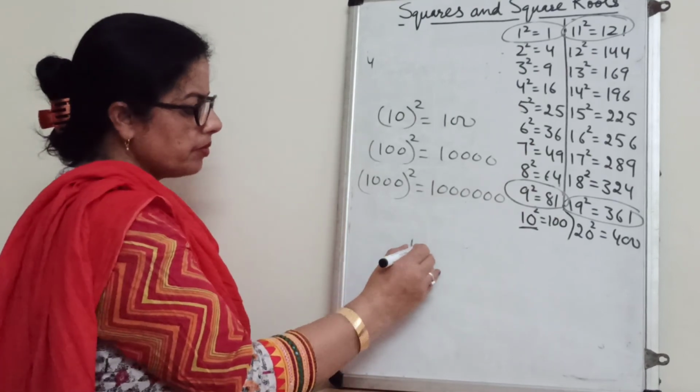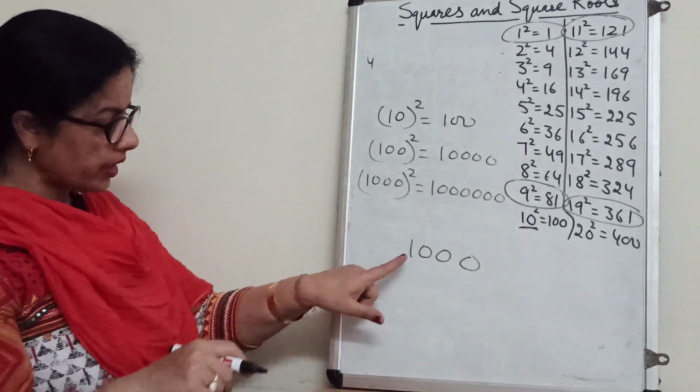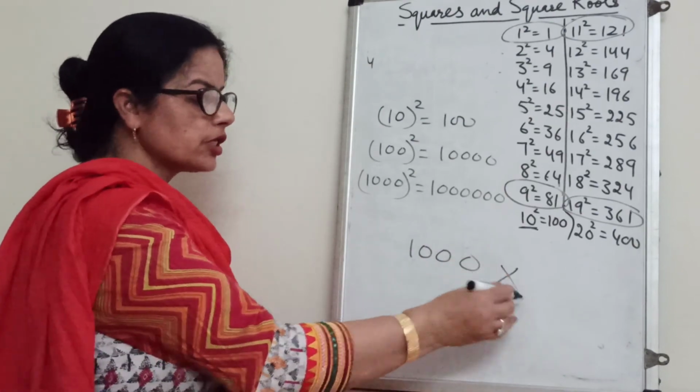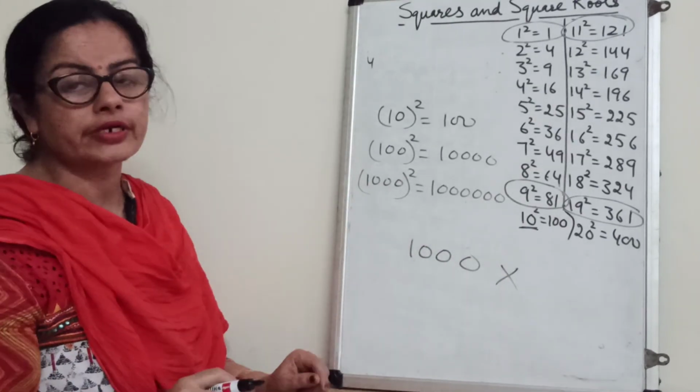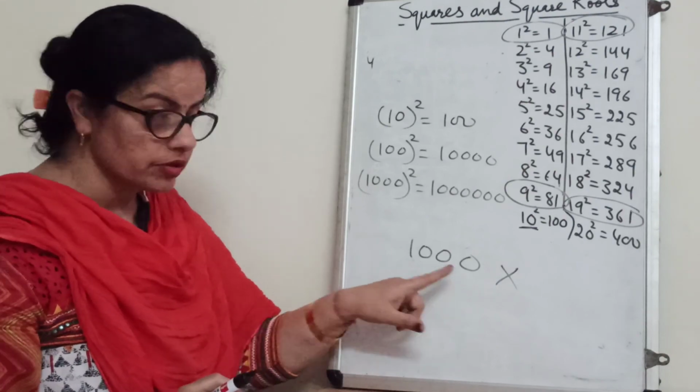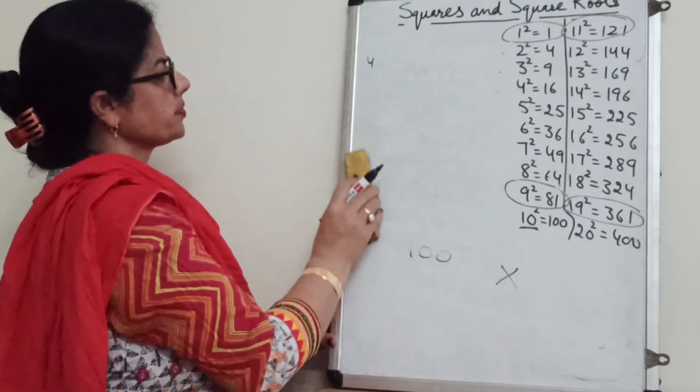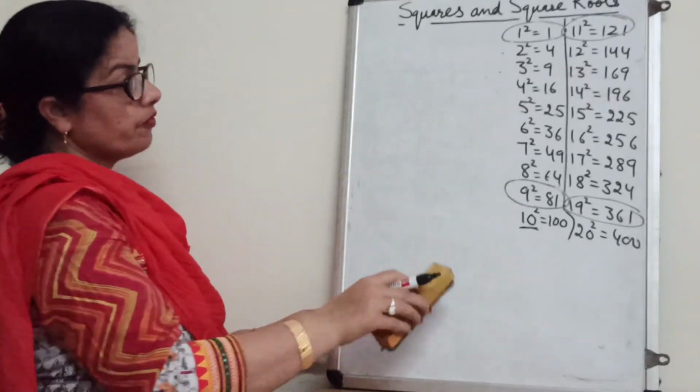If we are having this number, see how many zeros are here? 3. At the same time we will say that this is not a perfect square because the number of zeros is odd. Now next is the fifth property.